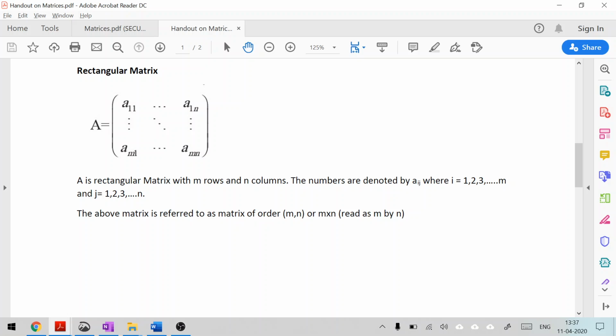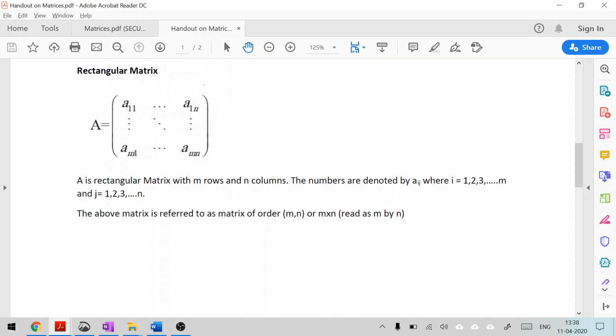And how do we write it? Look at the last element: am1 means m is the mth row, and 1 denotes the first column. Each and every item is called an element. The last one, amn, is nothing but m denotes the mth row, and n denotes the nth column. Similarly a1n is first row, nth column.